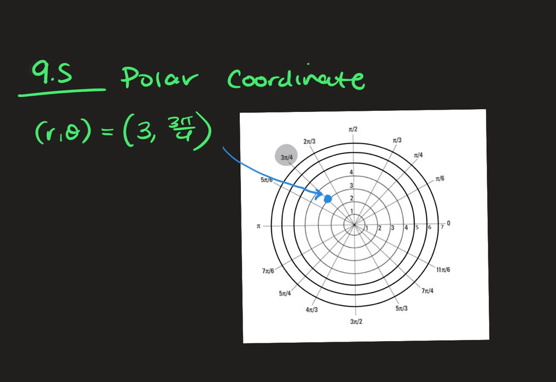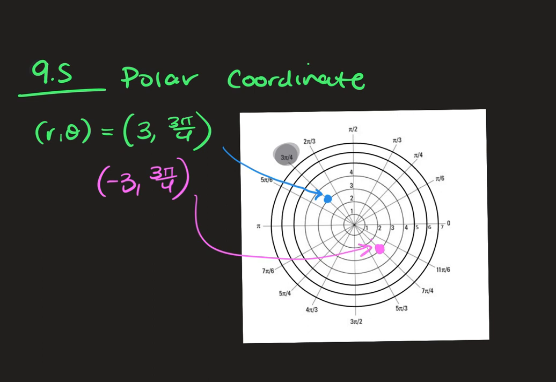If the radius is negative, what happens? It goes to the opposite ray. So same angle. If I did 3 pi over 4, I would still normally go to 3 pi over 4, but if it's a negative 3, instead of going towards it, I go the other direction, and that one would be there. Okay, so the first thing we learned was how to plot them.